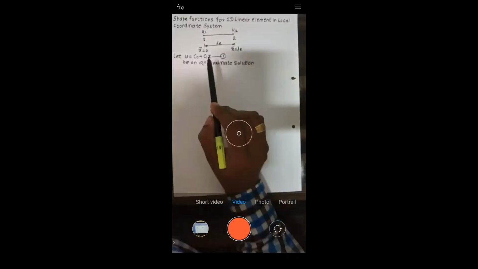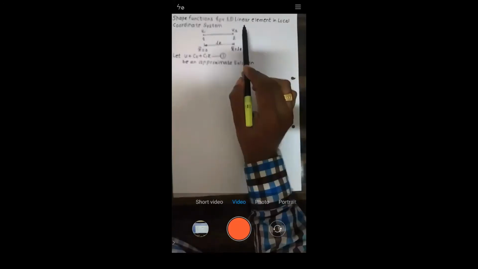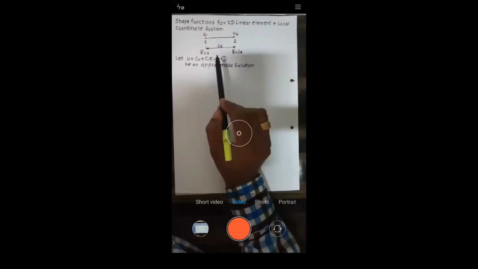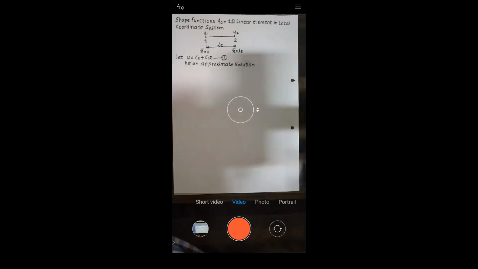You might have questioned, sir, why have you written only one power of x? Because it's linear, right? If it is quadratic, I need to add one more constant, plus C2x square. If it is cubic, I need to add one more constant, plus C3x cube, like that. So this is the approximate solution which I've written.